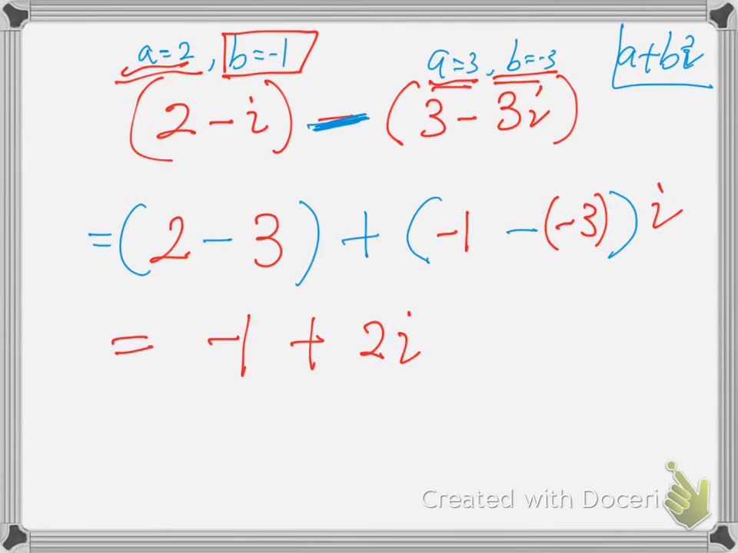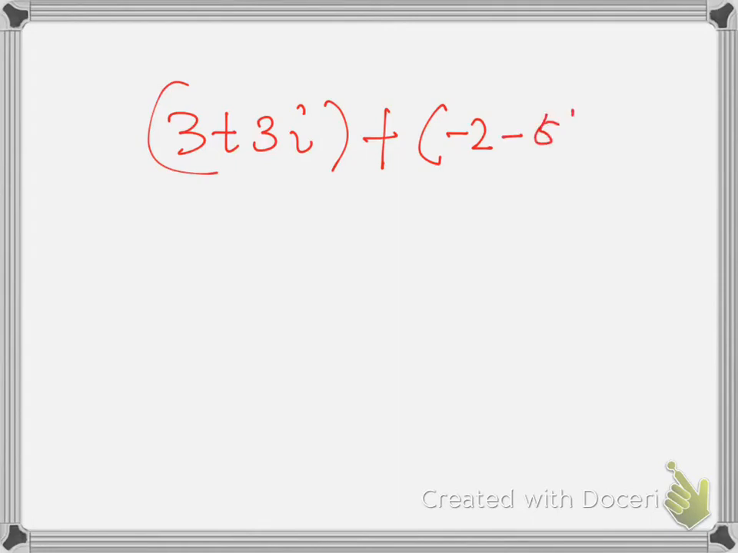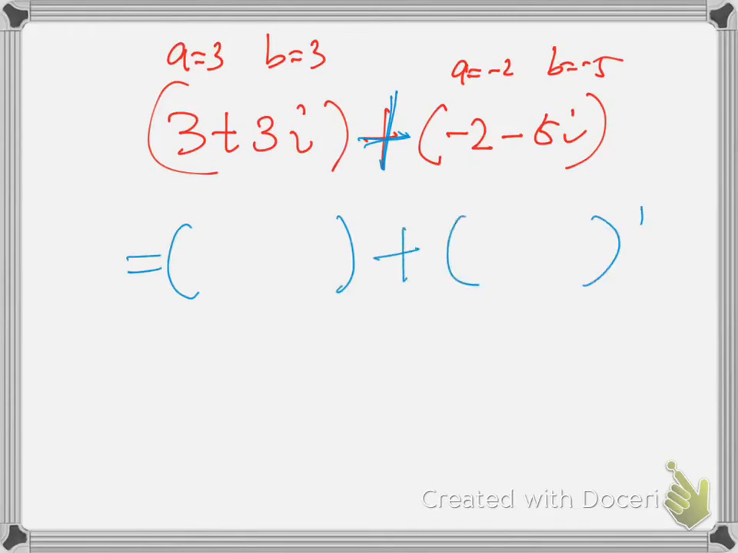So let's look at one more addition. So it's 3 plus 3i plus -2 plus minus 5i. So again, here A is 3, B is 3, A is -2, B is -5. So this addition in the middle means A part plus A part, B part plus B part, and the B part has i. So let's write down the structure. This plus sign means you have the A part here plus the A part there. So this is 3 and -2.